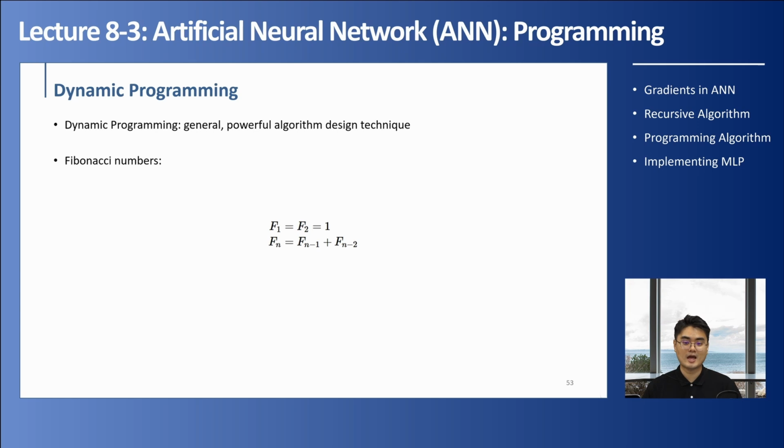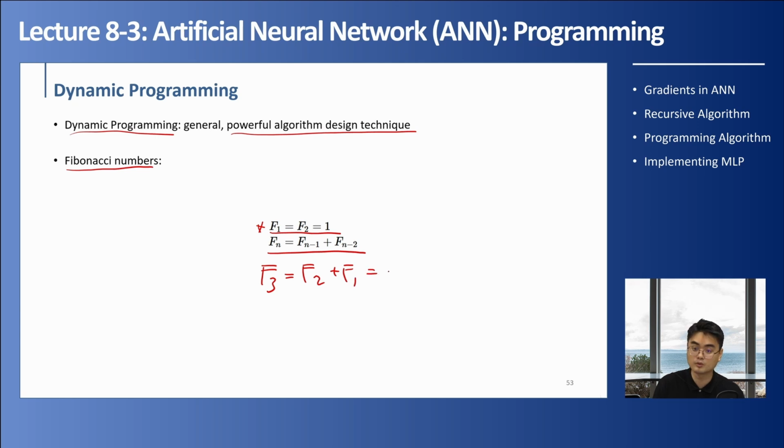So when we're doing dynamic programming, this is a general and very powerful algorithm design technique. For example, let's think about the Fibonacci numbers. In the Fibonacci numbers, we start with f1 and f2 equal to 1, and then we calculate fn, arbitrarily, with the function of fn minus 1 and fn minus 2. So for example, we can calculate f3 using f2 and f1, which were both 1, so this is 2. Then f4 equals f3 plus f2, and this equals 2 plus 1 equals 3.